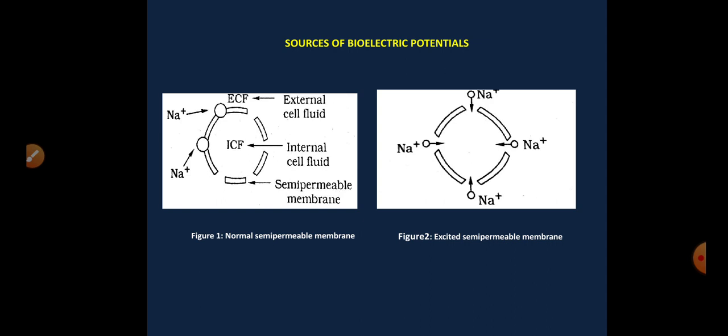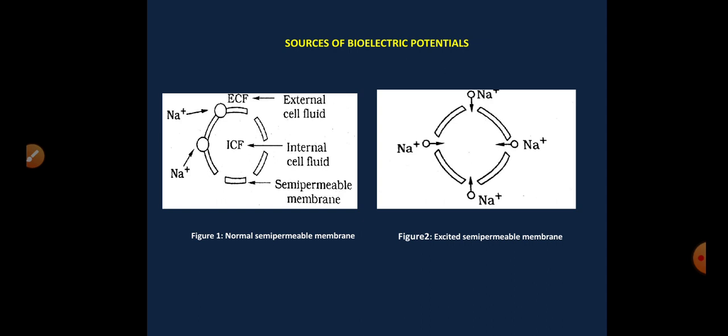In normal conditions, when the semi-permeable membrane is in the polarized state, ions like sodium, which is positively charged, will be outside the membrane. Since the size of the sodium ions is more than the size of the holes in the semi-permeable membrane, they cannot enter inside the cell. Whereas ions like potassium, which is positively charged, and chloride, which is negatively charged, can enter the membrane and exhibit resting potential.